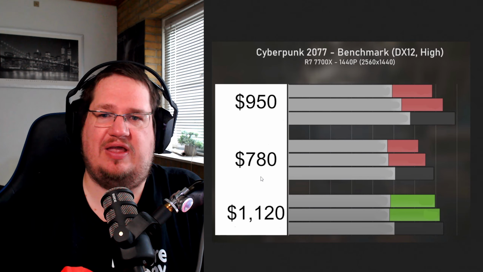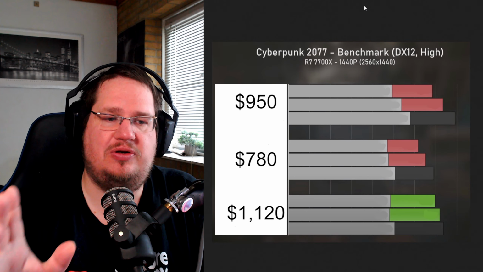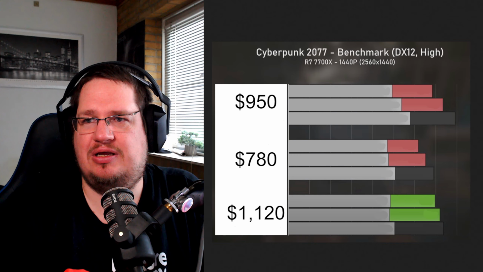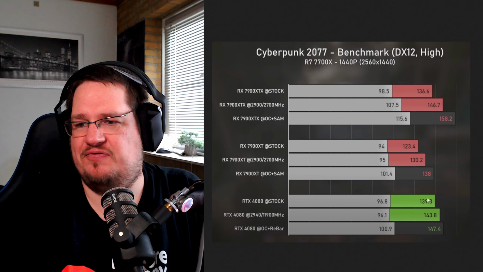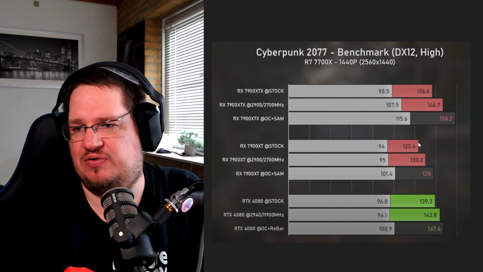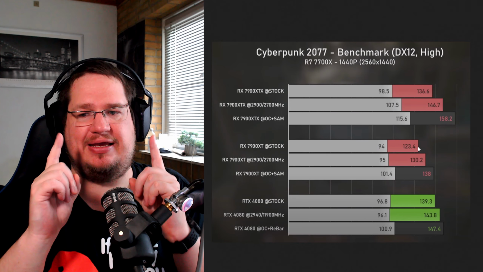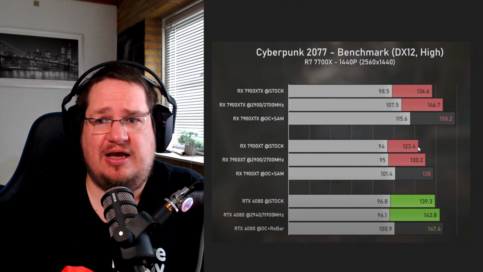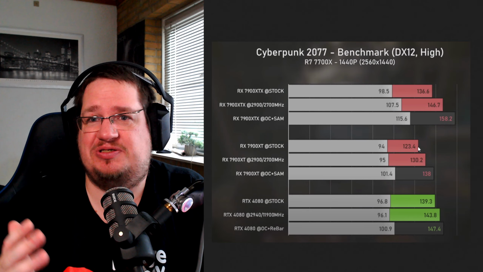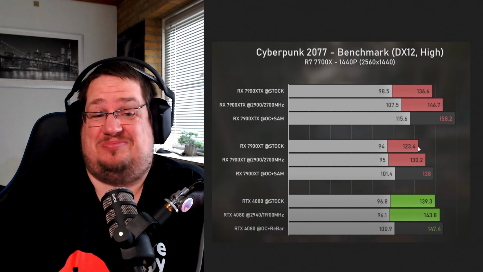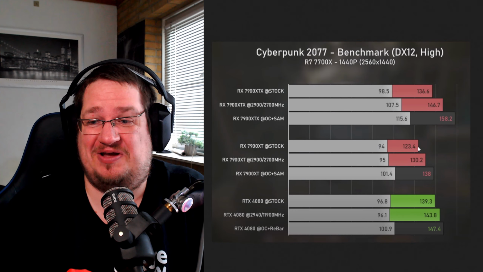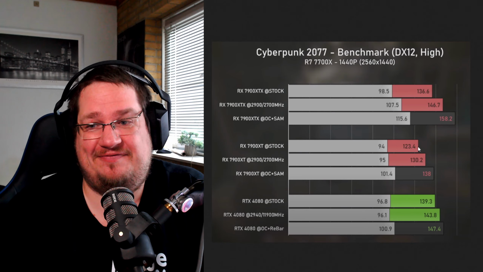Is it worth that? Well, if you're only looking at frames, probably not. And you can also see here, the difference is massive. If you look at this gap here versus this gap up here, it looks big, but it's only 15 frames. I have opened up a game and lost 15 frames just because, I don't know, it wanted to lose 15 frames. And then I rebooted the game and I got 15 frames back.